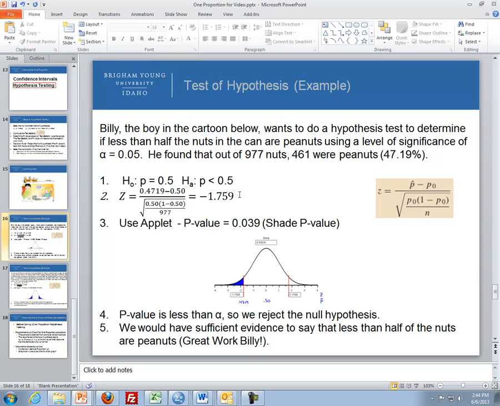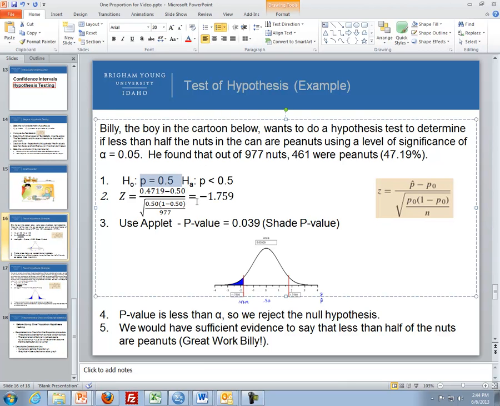So step 1 is state the null and alternative hypothesis. You don't see 0.5 anywhere here, but we're looking to see if less than half the nuts are peanuts, so half is 0.5. So that would be our null hypothesis. We always set it equal to a value in our null hypothesis. The alternative is that we're looking to see if p is less than 0.5, as stated in the problem.